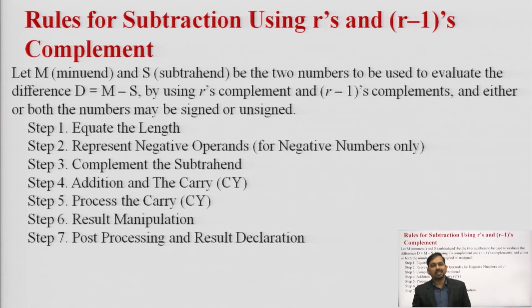After that, represent negative operand for negative numbers only. After that, complement the subtrahend. After that, the addition and the carry. After that, the process of the carry, CY, which is end around carry. After the result manipulation, what we have seen in 1's and 9's complement is quite similar, and for 2's and 10's, the manipulation is quite similar. So after that, the post processing and the result declaration. These are the steps for performing the subtraction using r's and r minus 1's complement.